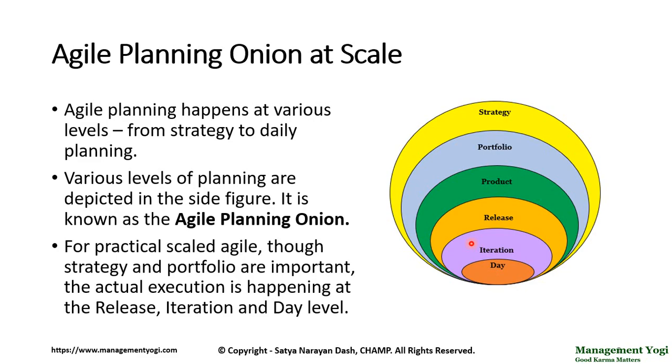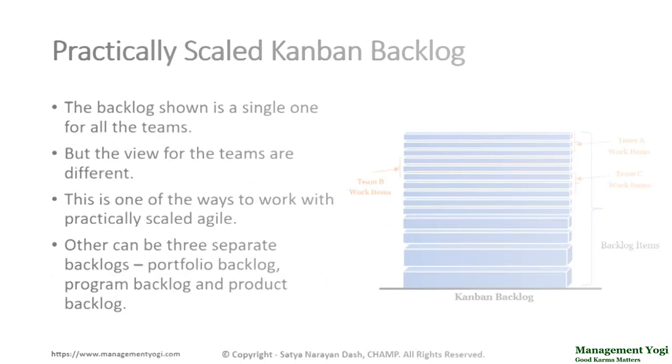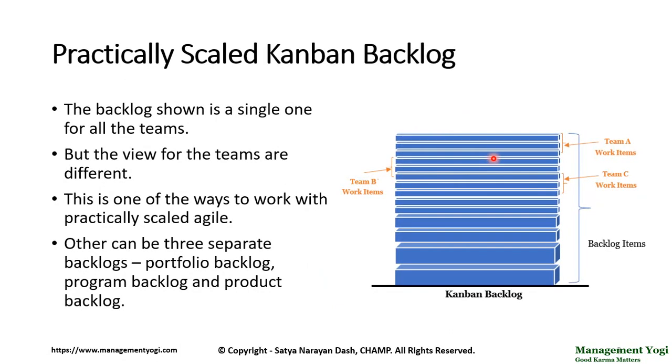The article name is The Rhythmic Dance of Agile with Cadence. So here in practical scaled Agile, though strategy and portfolio are important, the actual execution is happening at the release, iteration and day level. So the lower parts are actually doing the execution work. This is where you are giving incremental delivery for your product, and the final product is a combination of many increments. With this fundamental, I am going to tell you what scaling we are going to do.